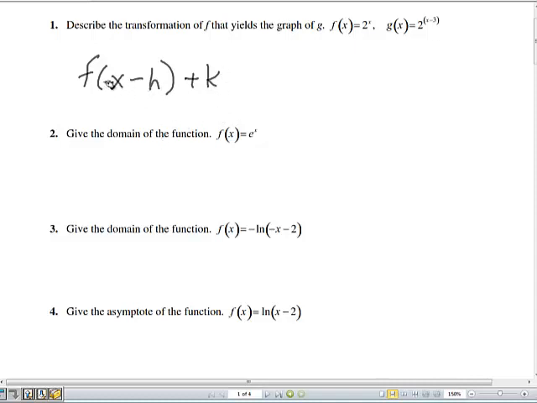And if there was a negative sign in here, that would be a reflection on the y-axis. And a negative sign out here would be a reflection on the x-axis. Okay. Let me write that in here for you.